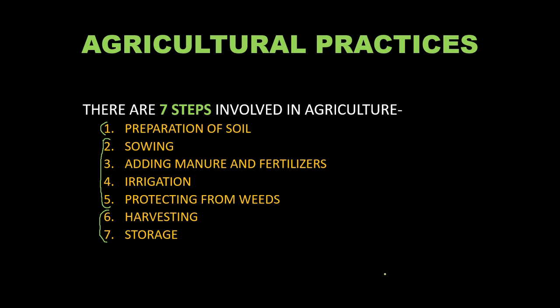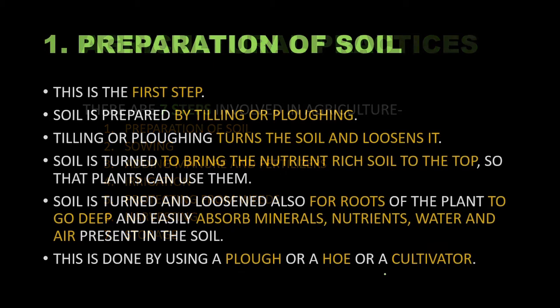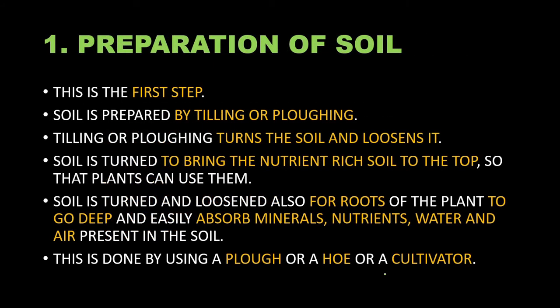Steps 2, 3, 4 and 5 are management steps in which the crop is sowed, let to grow and taken care of. Steps 6 and 7 are the post-cultivation steps, that is after the crops have grown. At the end of the last video, we will also discuss in brief what is animal husbandry. So let's read about the first step in crop production, that is preparation of soil.